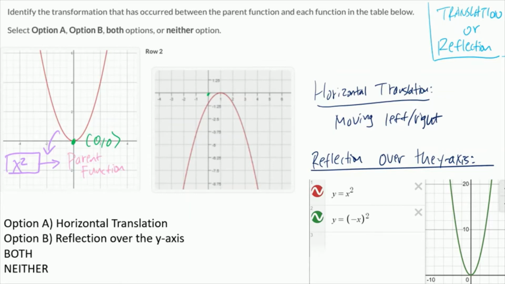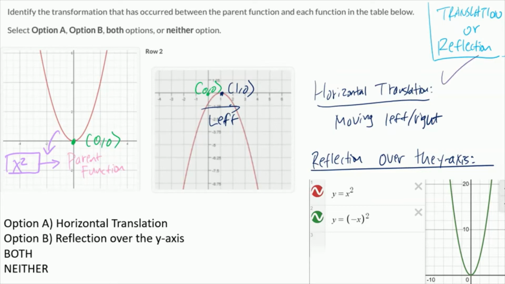And if we look at our current function, right, our origin has moved to the left. This means it's true. It is a horizontal translation.